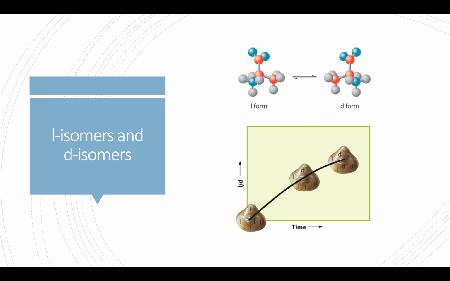Here's a photo of the molecular structure of the L isomers and D isomers and how they differ. There's also a graph that shows that over time, L isomers turn into D isomers.